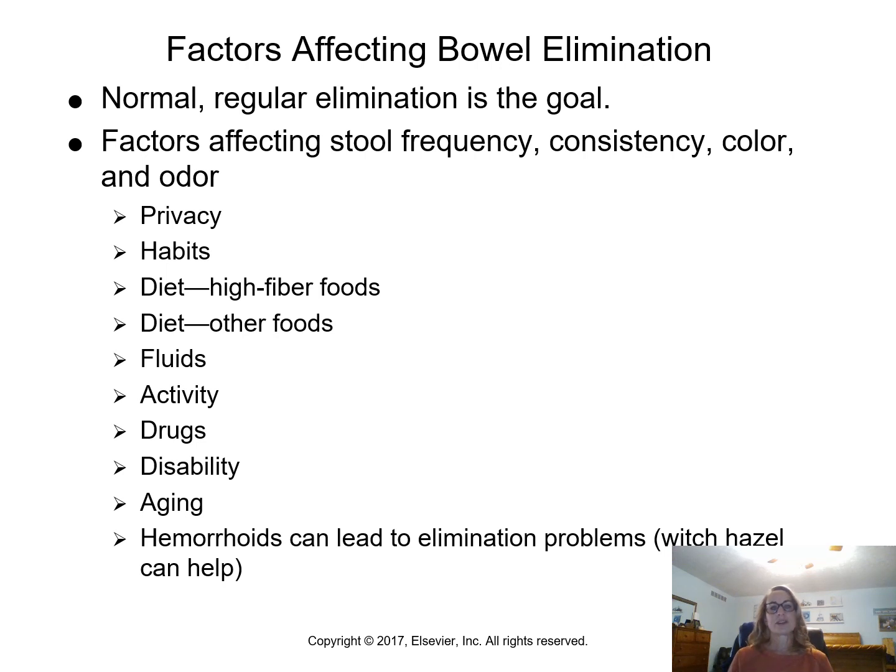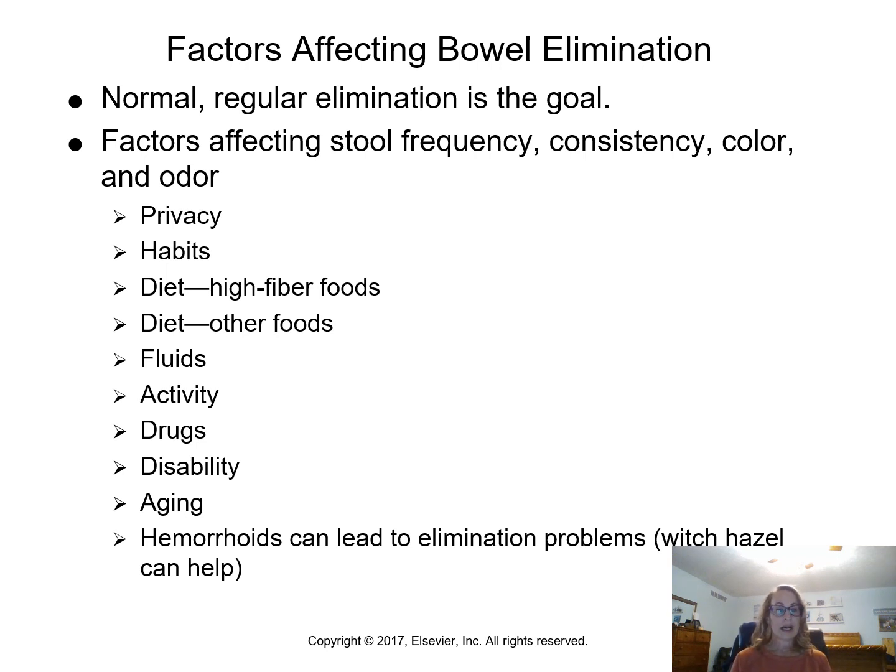All right, factors affecting bowel elimination. Normal, regular elimination is the goal, of course. Factors affecting stool frequency, consistency, color, and odor could be privacy. Some people, if they're in a room with a roommate and they have to use a bedpan, they just can't do that. Or if you have to sit in the bathroom with them, they can't. Privacy is a big issue. Their own habits. You're asking somebody to go in the middle of the day and they're used to going in the morning. Maybe their diet has changed. They either have high fiber diets, which have made them have looser stools, or they have not had enough fiber in their diet and they're constipated, that kind of thing.